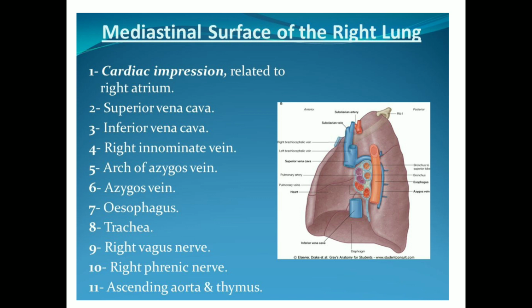In this surface you see some impressions. What all the features you see in the right lung you can make out here. The first one is the cardiac impression of the right atrium, groove for the superior vena cava, groove for the inferior vena cava, then the arch of the azygos vein, then the esophagus and trachea, the nerves related, right vagus nerve, right phrenic nerve, and the ascending aorta and the thymus. These are all the impressions on the mediastinal surface of the right lung.